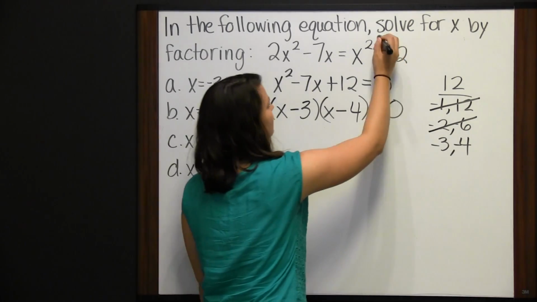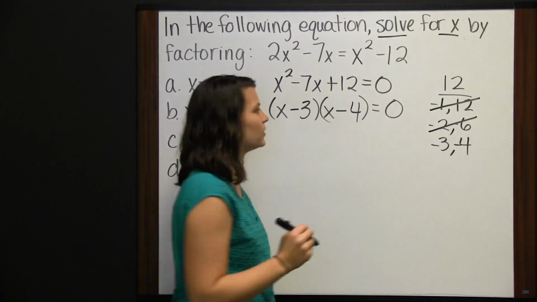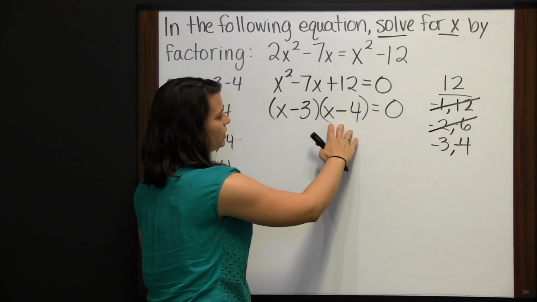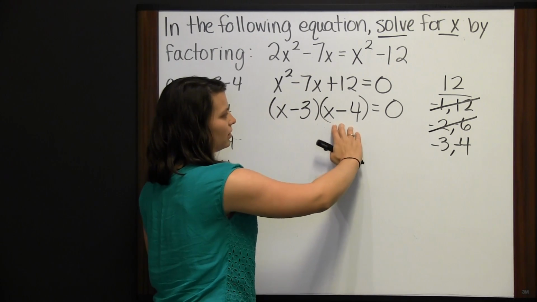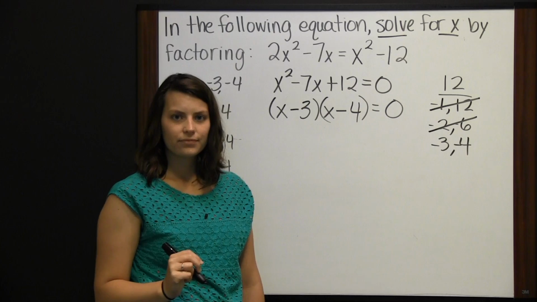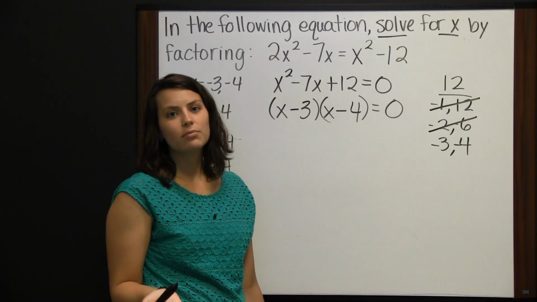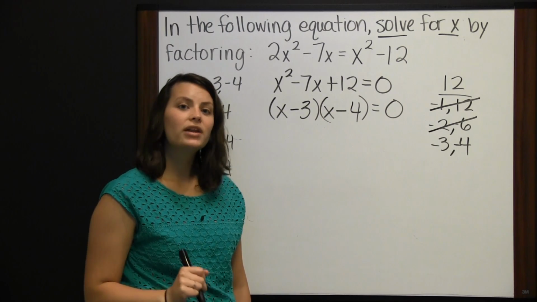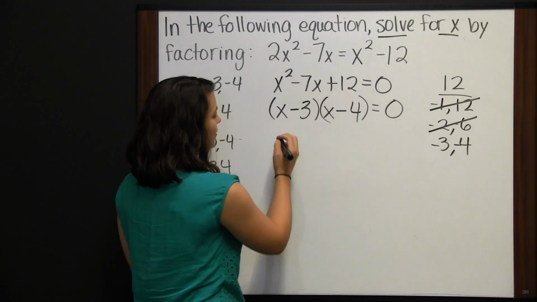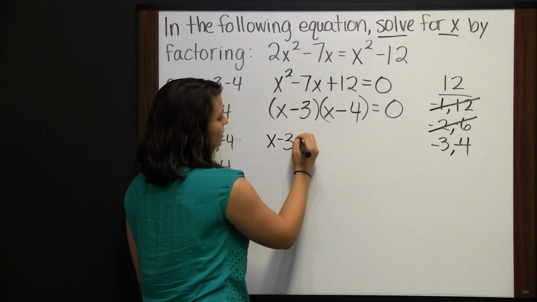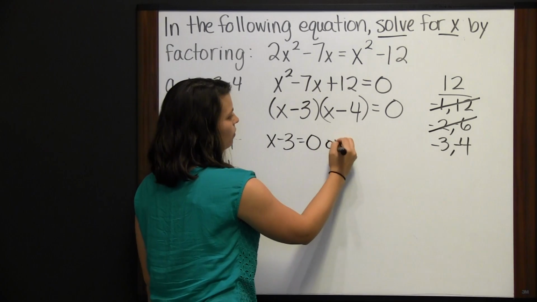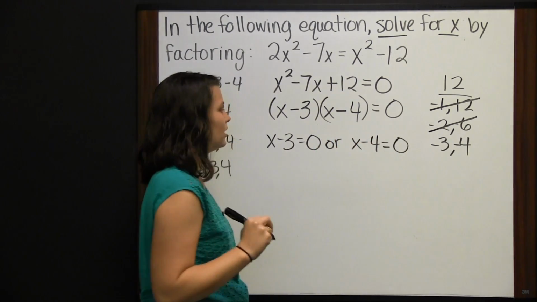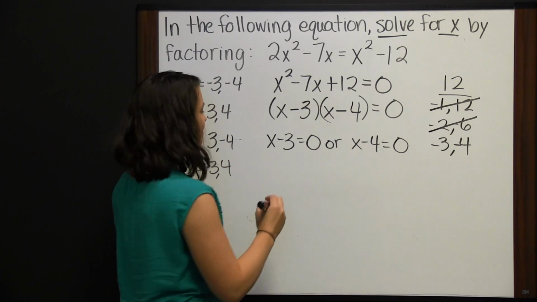But we still haven't solved for x. Here we have two expressions that we're multiplying together, and that gives us 0. The only way you can multiply two numbers together and get 0 is if one of them is 0. So that means that either x minus 3 must be 0, or x minus 4 must be 0. And now we just solve each equation.